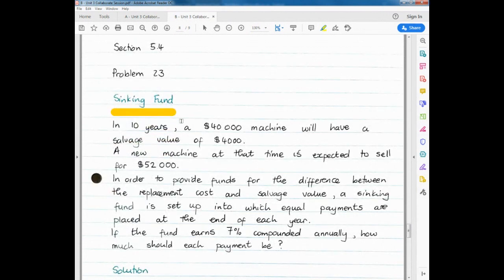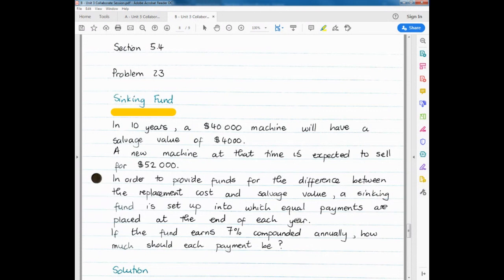In 10 years, a $40,000 machine will have a salvage value of 4,000. So this is how much value it has left after 10 years. So it will be worth 10% in 10 years. A new machine at that time is expected to sell for $52,000. Okay, so in order to provide funds for the difference between the replacement cost and salvage value, a sinking fund is set up into which equal payments are placed at the end of each year.